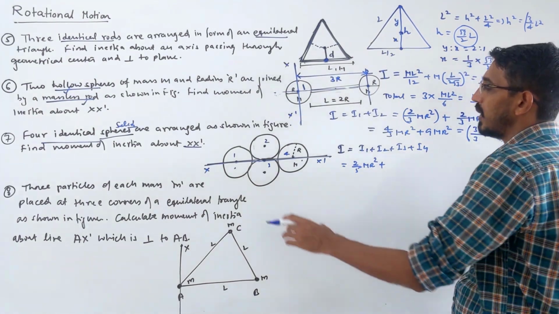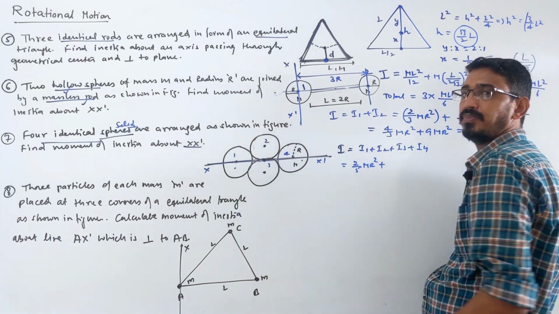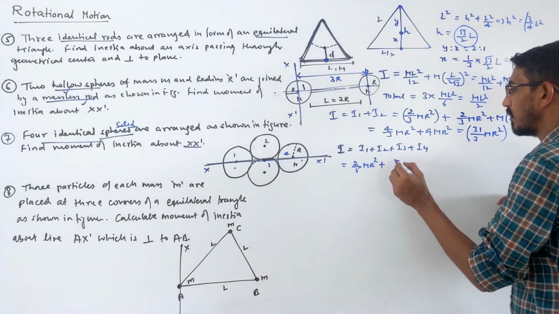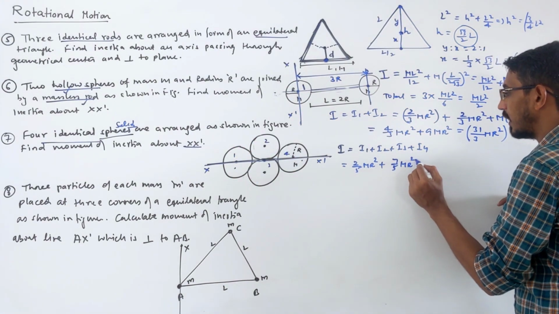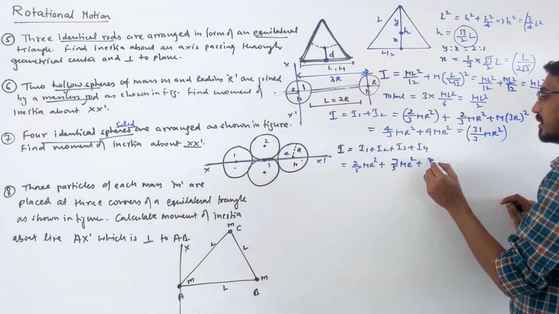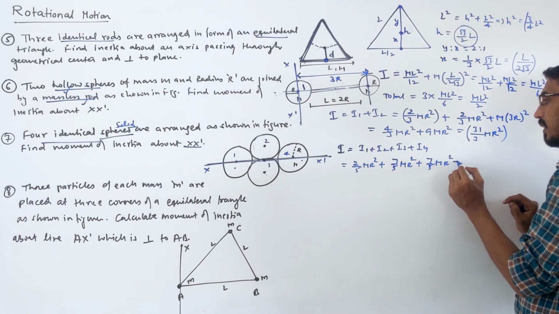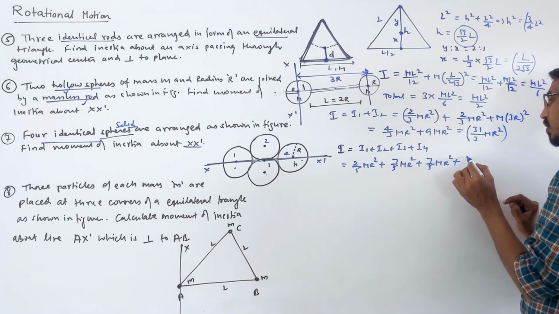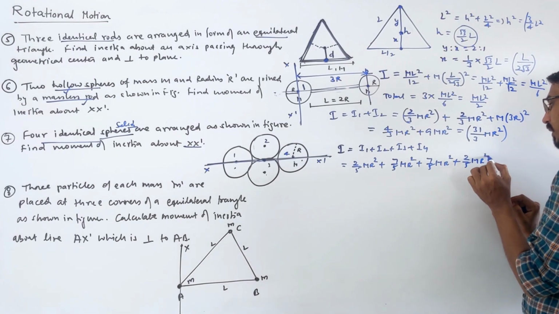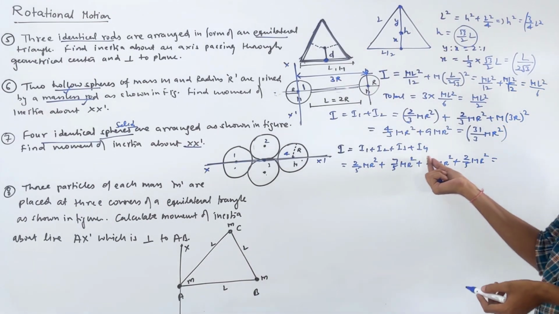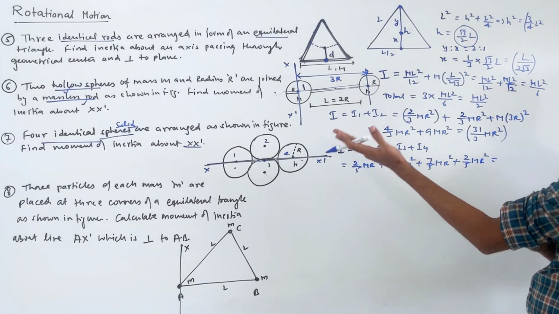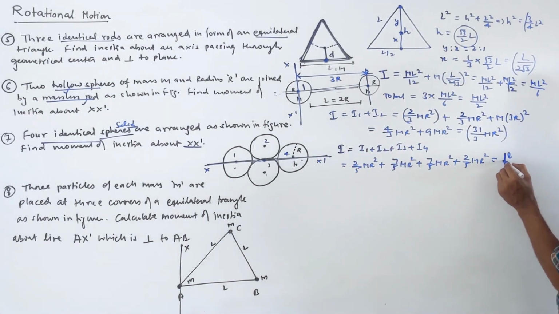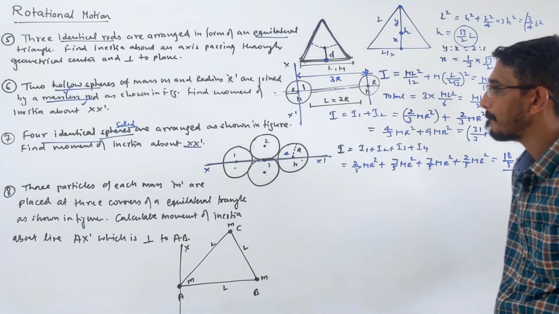Okay, sphere number 2 is about what? Tangent. Correct. Tangent means it becomes 7 by 5 of MR square directly. For this sphere also tangent, 7 by 5 of MR square, and for this sphere again diameter, so it becomes 2 by 5 of MR square. So 7 plus 7 is 14, 14 plus 2 is 16, plus 2 is 18. 18 by 5 of MR square, that will be your answer, right?